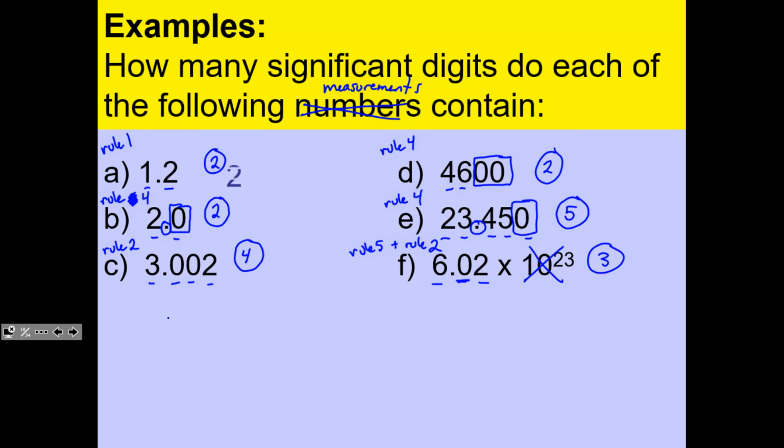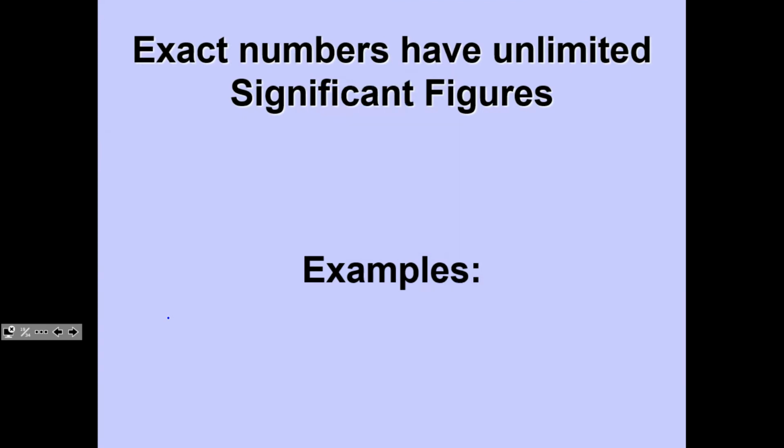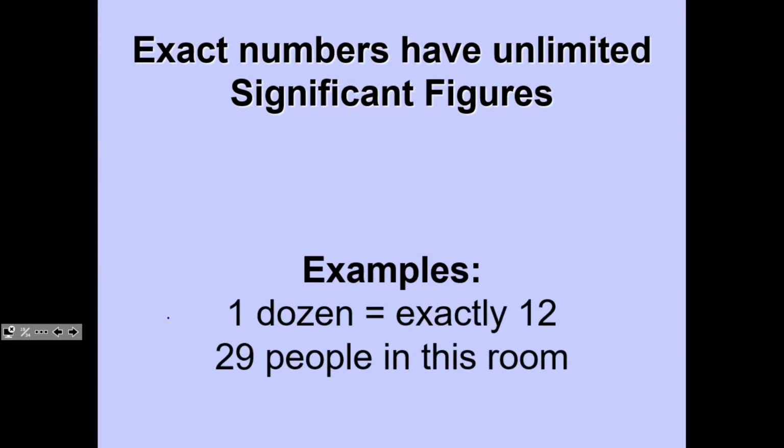One last thing to note is that exact numbers have unlimited significant figures. So what am I talking about? When you are counting things and you do not need something to measure it with, like a beaker or a scale or a graduated cylinder or a triple beam balance, you don't have to use significant figures. So there will be times when we don't follow these rules because we didn't have to measure something.